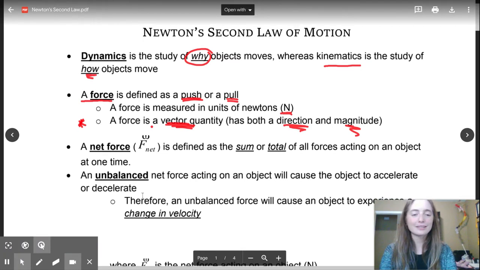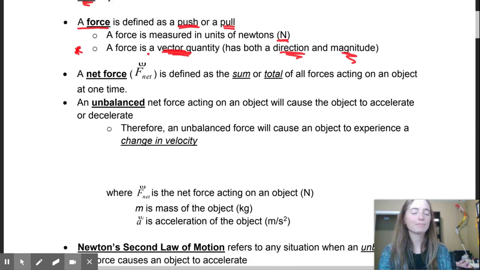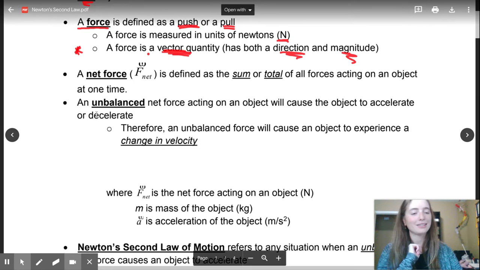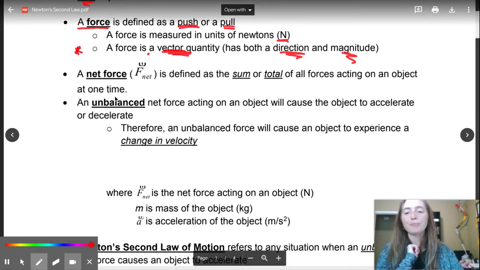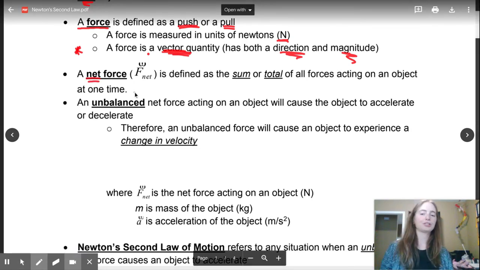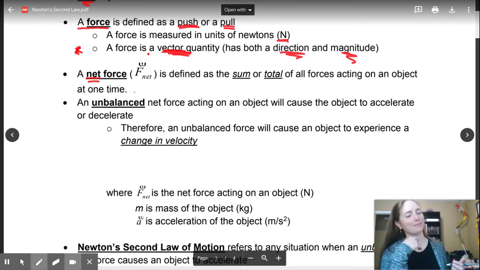So let us scroll down a bit. Okay. So ladies and gentlemen, one of our big focuses and concepts in this unit is going to be net force.